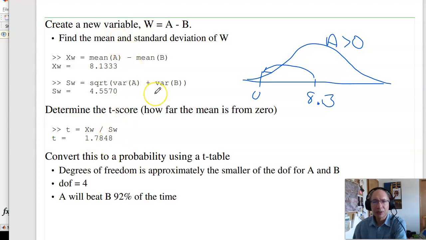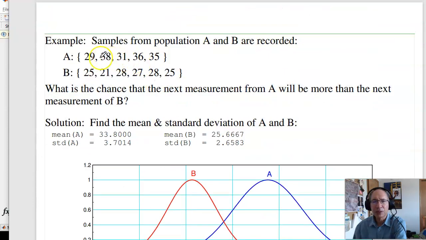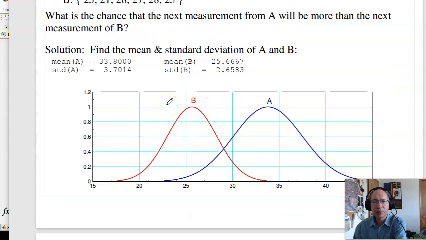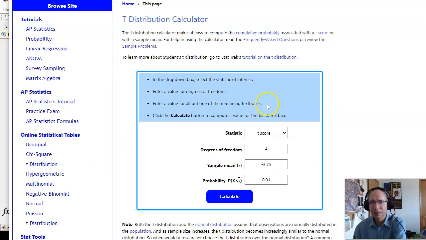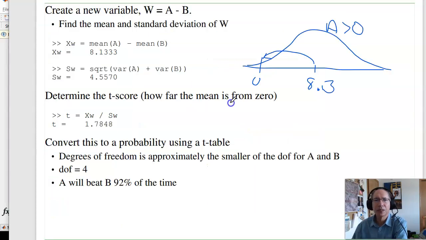The degrees of freedom is roughly the smaller of the two. A has 4 degrees of freedom, B has 5 degrees of freedom. The smaller of the two is 4. There's actually a much more complicated formula you can do to get it exact, but it doesn't really change the results. Go into Stattrack. 4 degrees of freedom, 1.78. Calculate. Come on. 0.92. So 92% of the time, A is going to beat B based upon this data.